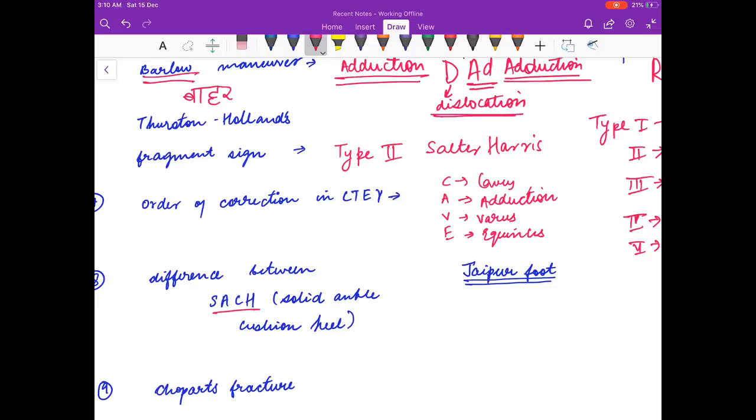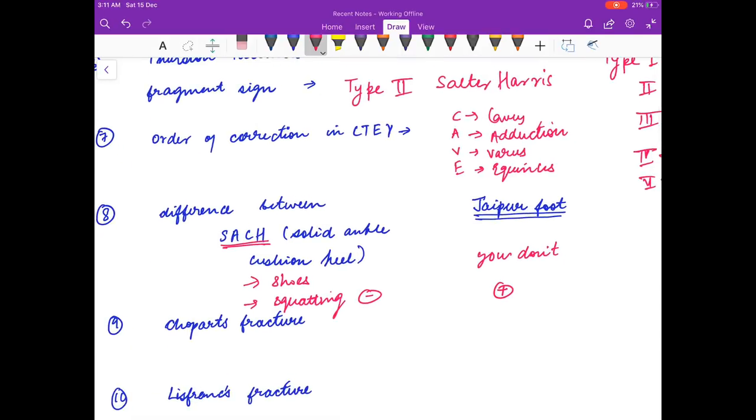What is the difference between Sach foot and Jaipur foot? In Sach foot you have to wear shoes, in Jaipur foot you don't need to wear shoes. Squatting is not possible in Sach foot, and it is possible in Jaipur foot.